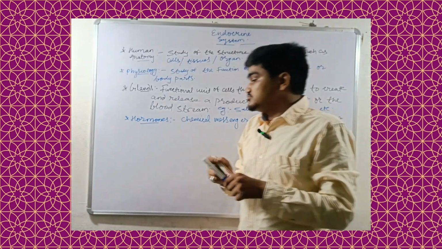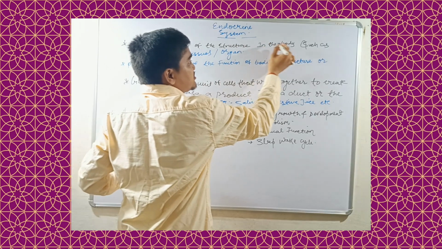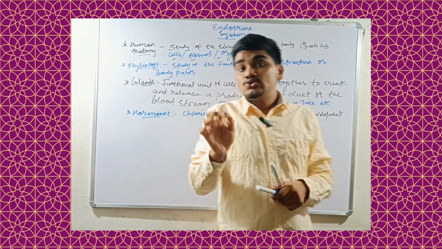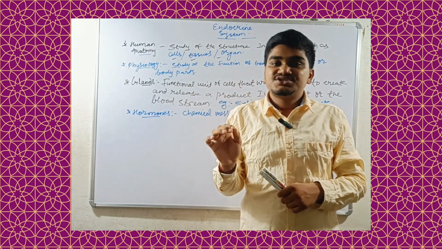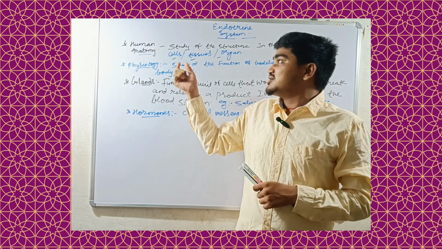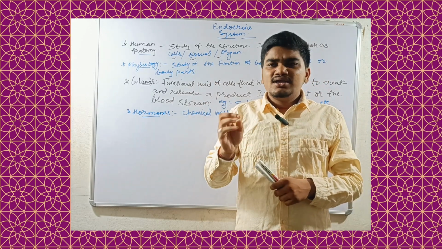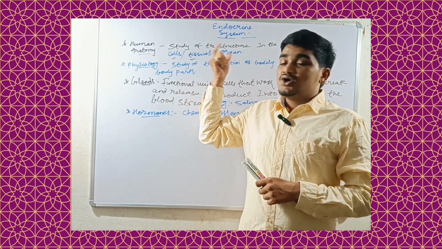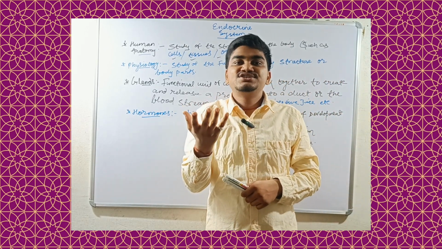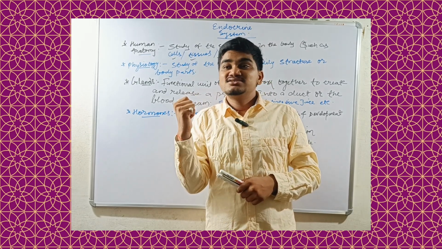physiology. First, human anatomy is the study of structure in the body, such as cells, tissues, organs. If we are studying structure, whether at the cellular, tissue, or organ level, only structure and not function, like in the kidney, we have studied that under the kidney there is the nephron, and there is a cortex region and a medulla region.